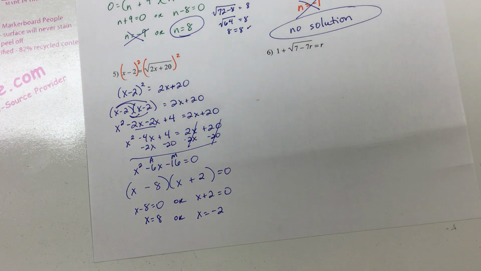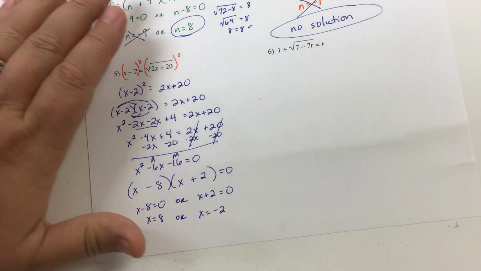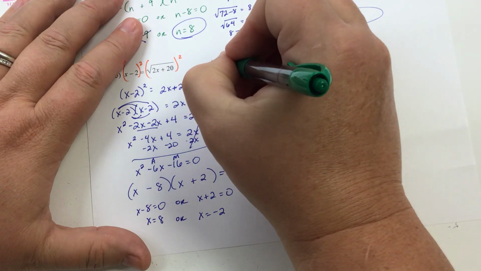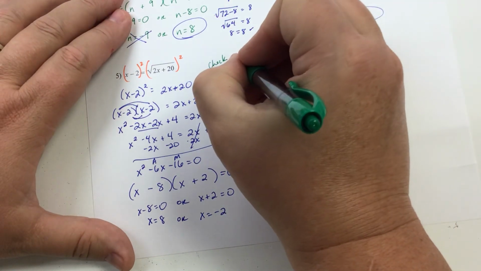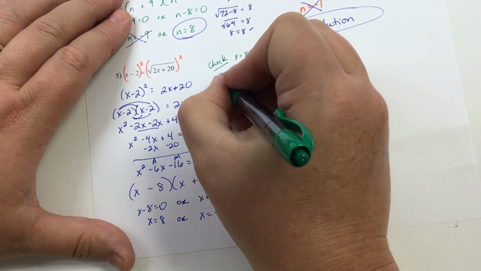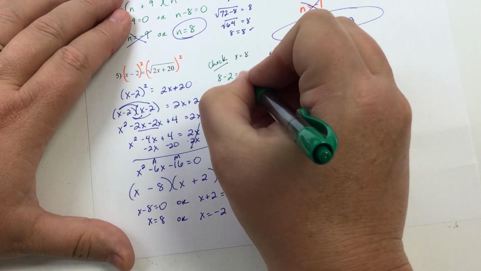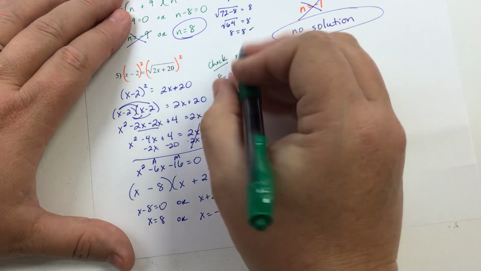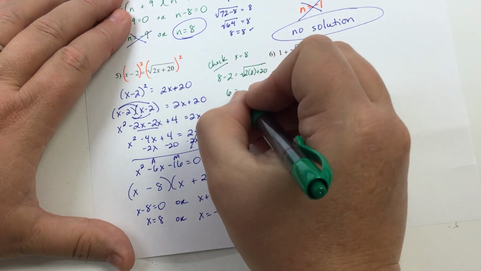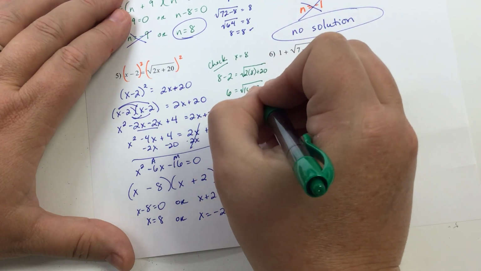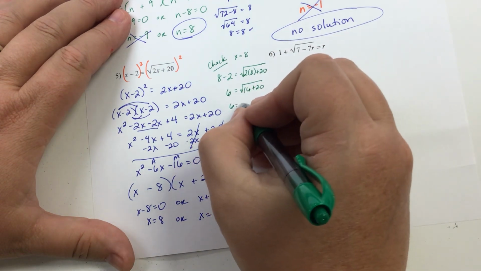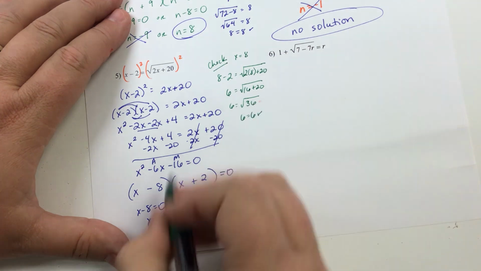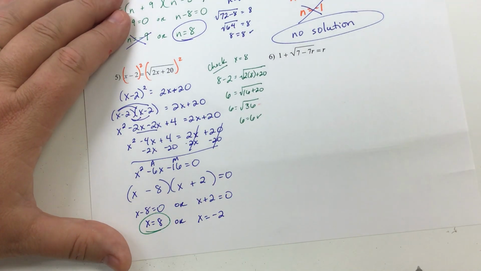So again, we need to check to see if both work, or if only one works, or if neither work, then we get a no solution. So again, we need to see what happens here. So let's check x equals 8 first. Does 8 minus 2 equal the square root of 2 times 8 plus 20? So 8 minus 2 is 6. On the right, we have 16 plus 20. 16 plus 20 is 36, and the square root of 36 is 6. So x equals 8 does work.